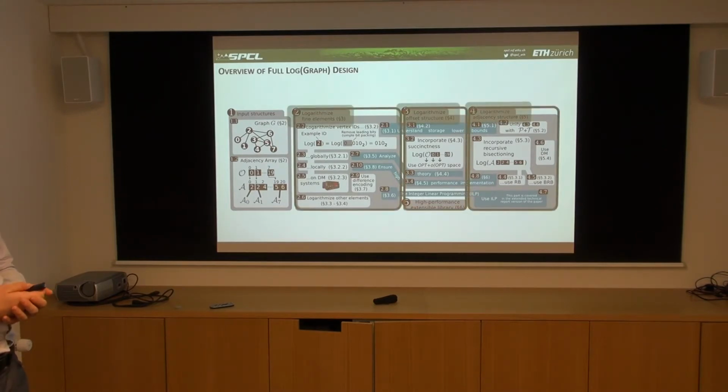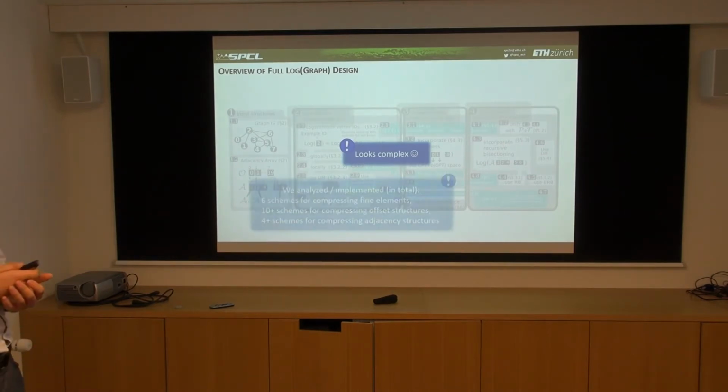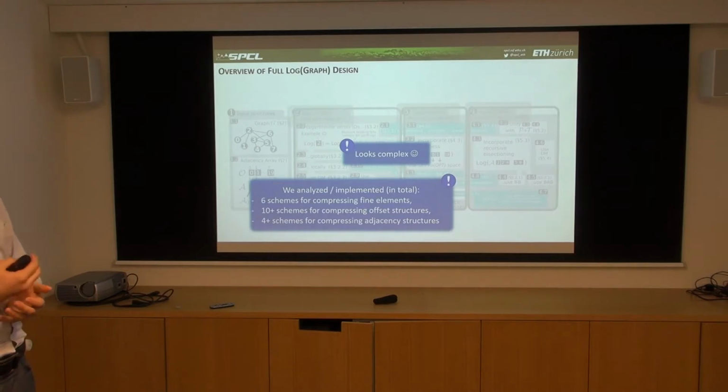And now we have these three distinctive parts, and the whole thing looks quite complex, right? This looks not very simple to use, and as a matter of fact, we analyzed and implemented in total 6 schemes for compressing these fine elements, more than 10 schemes for compressing these offset arrays, and more than 4 schemes for compressing these adjacency structures.